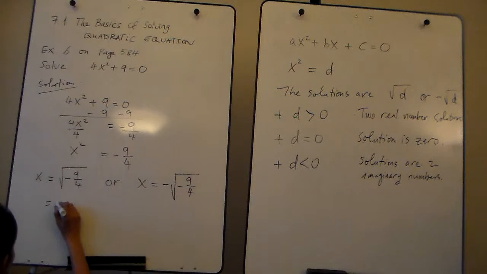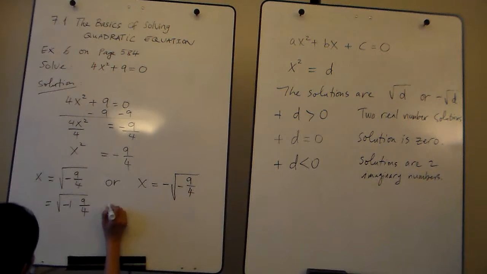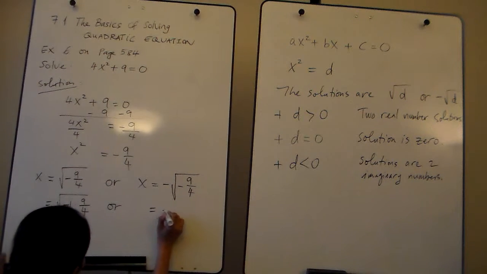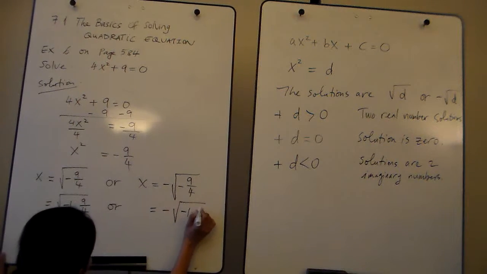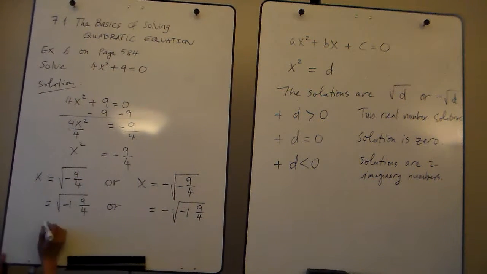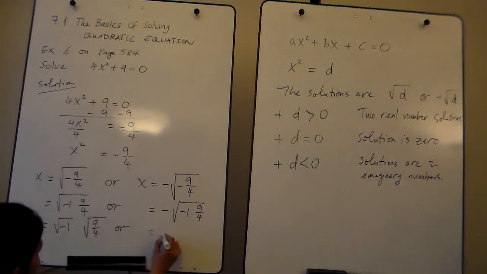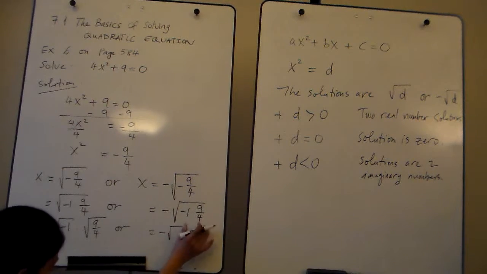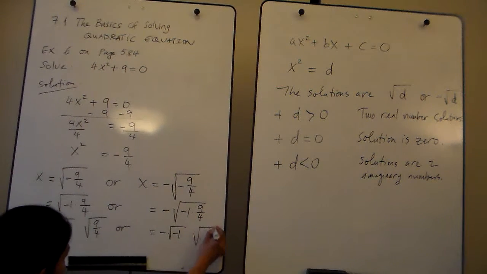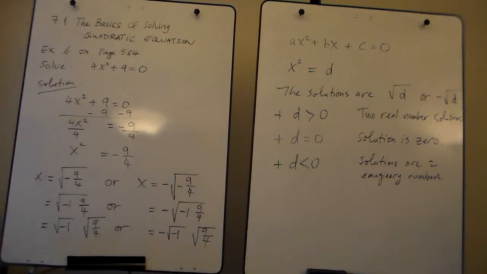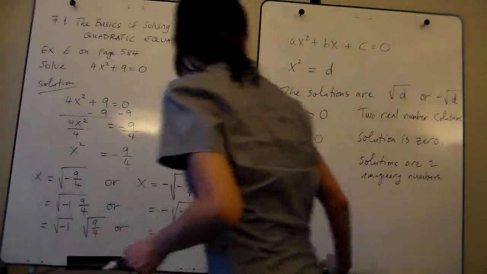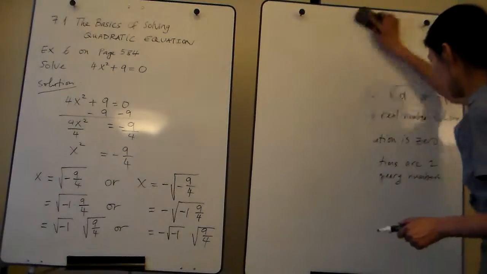So let me rewrite this in terms of negative 1 times 9 over 4. I'm going to split this radical into negative 1 times the square root of 9 divided by 4. Split this, I guess, as the square root of negative 1 times the square root of 9 over 4. Okay? Then simplify here.